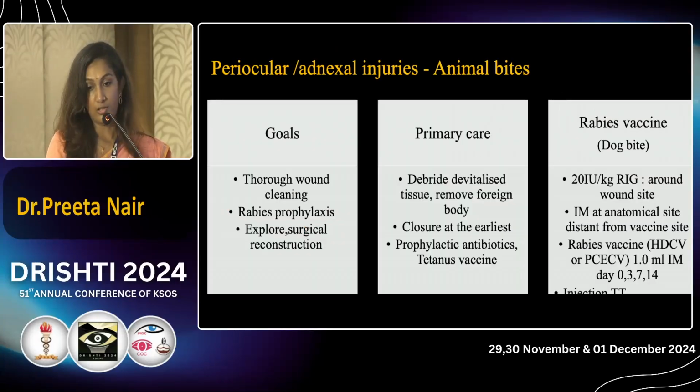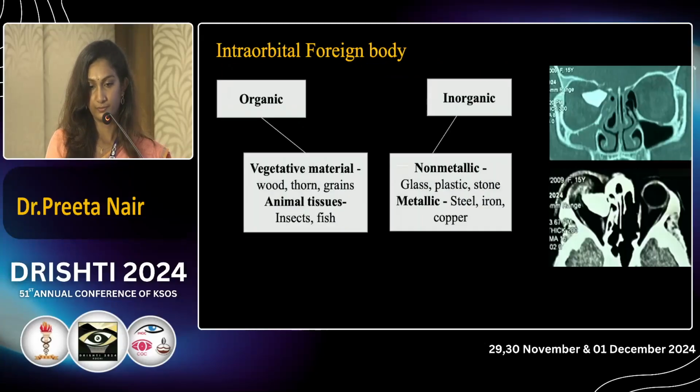Another common condition that you see is injuries like globe injury, lid abrasions, canalicular tear, and trauma to the extraocular muscles. So when you suspect an animal bite, you have to do thorough wound cleaning and give rabies prophylaxis in case of dog bites. Do a good thorough exploration and a surgical reconstruction.